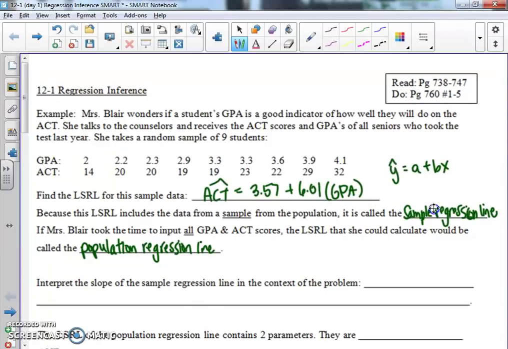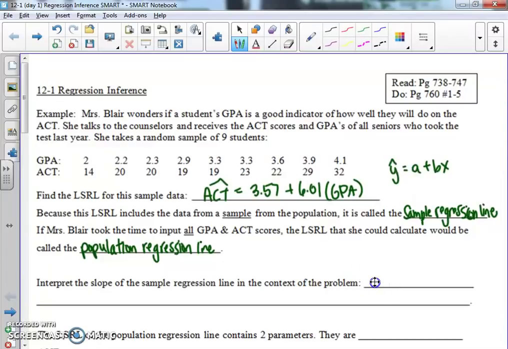We're using a statistic to estimate a parameter, kind of like what we've been doing all year. So let's get to an interpretation. Again, if you think about how we did this in the beginning of the year, to interpret the slope we always want to say that for every increase of 1 unit on the explanatory variable, we predict the response variable to increase by the amount of the slope.